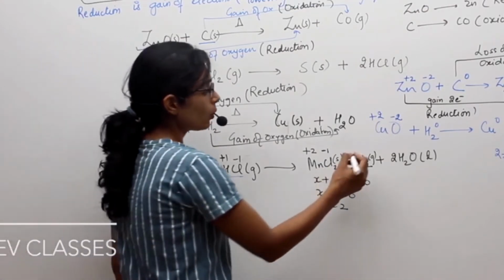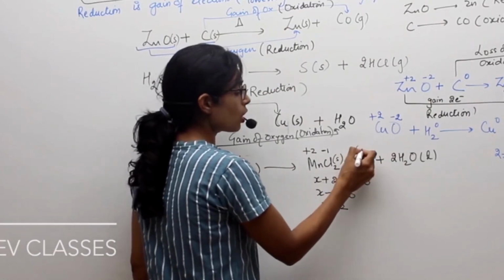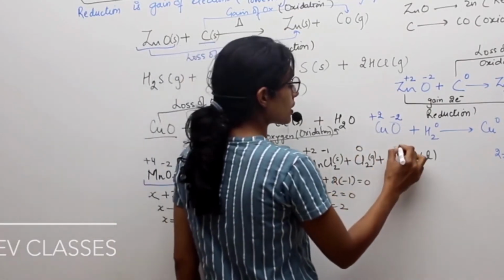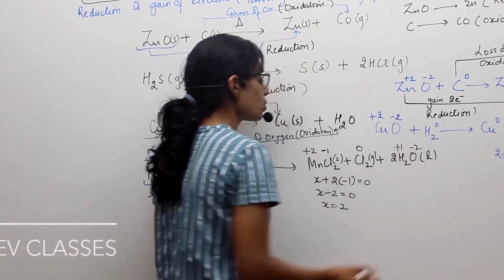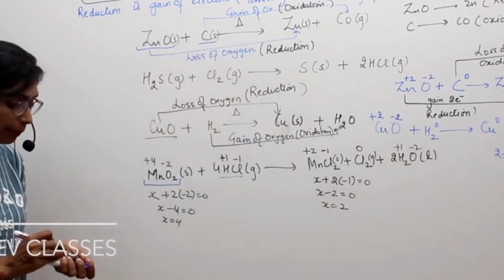Chlorine, it's in the elemental state. Charge on it is 0. Hydrogen is again +1. Oxygen is -2. So let's see where all the changes are exactly happening.